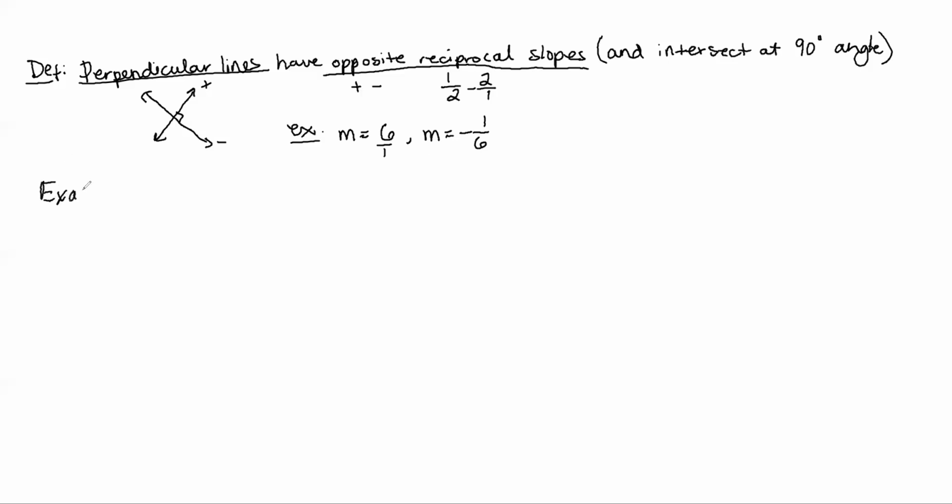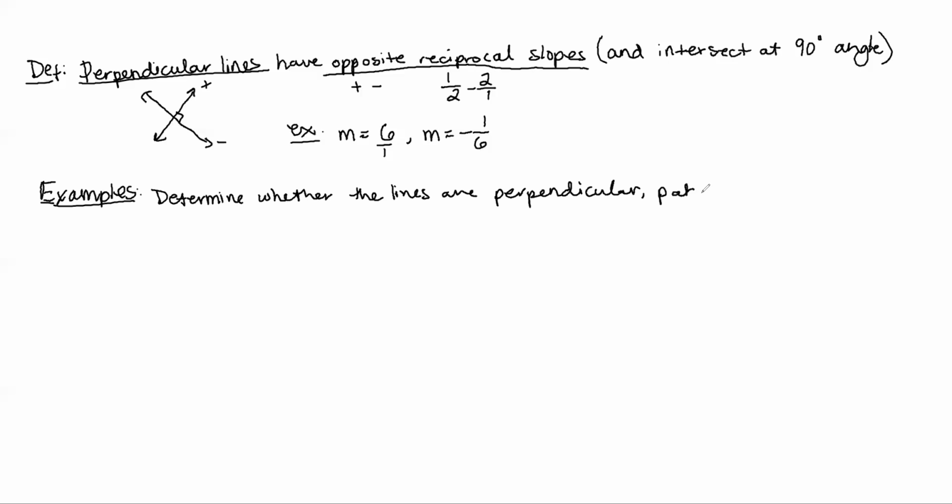And now let's go ahead and just look at a couple of examples of how to determine, based on the equation, if we have parallel or perpendicular lines. So we want to determine whether the lines are perpendicular, parallel, or neither.